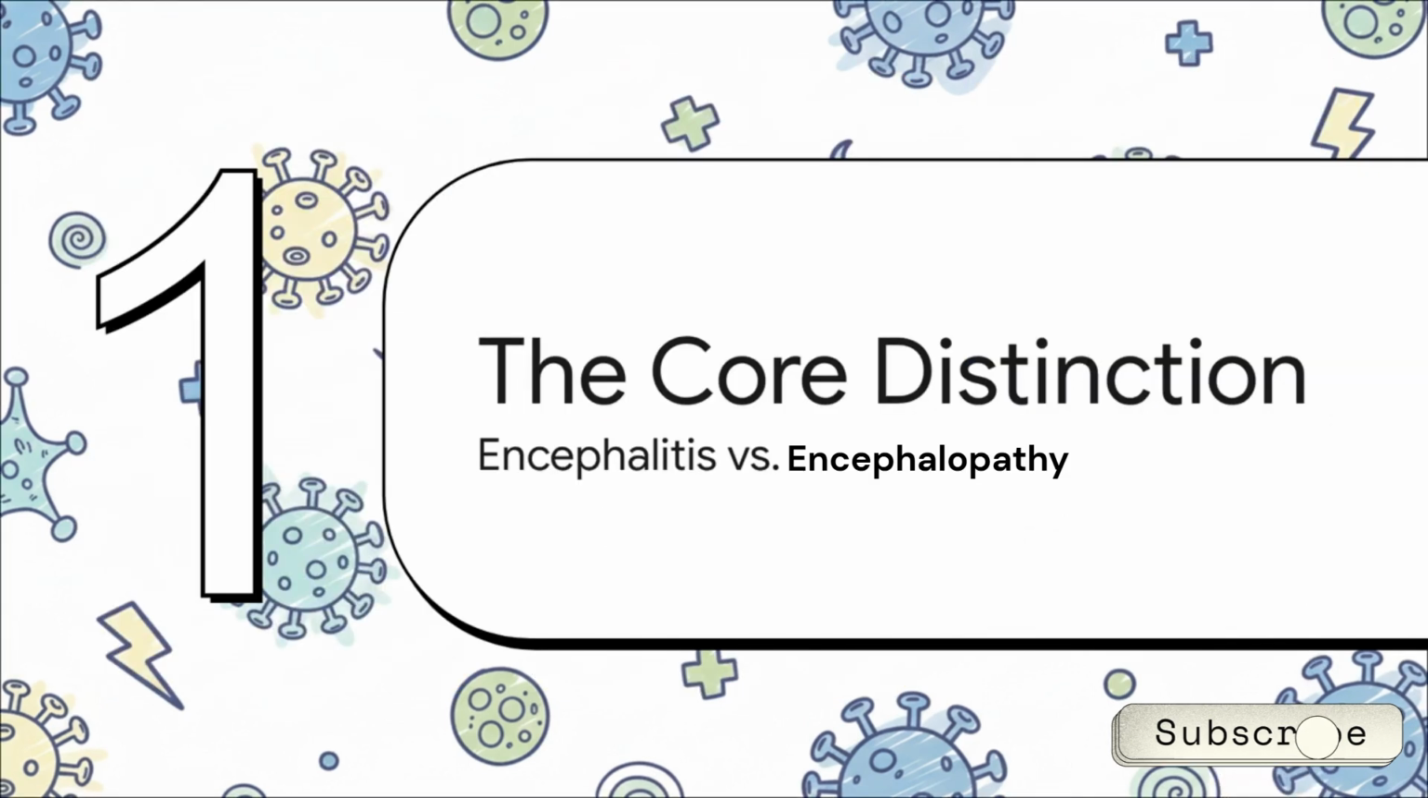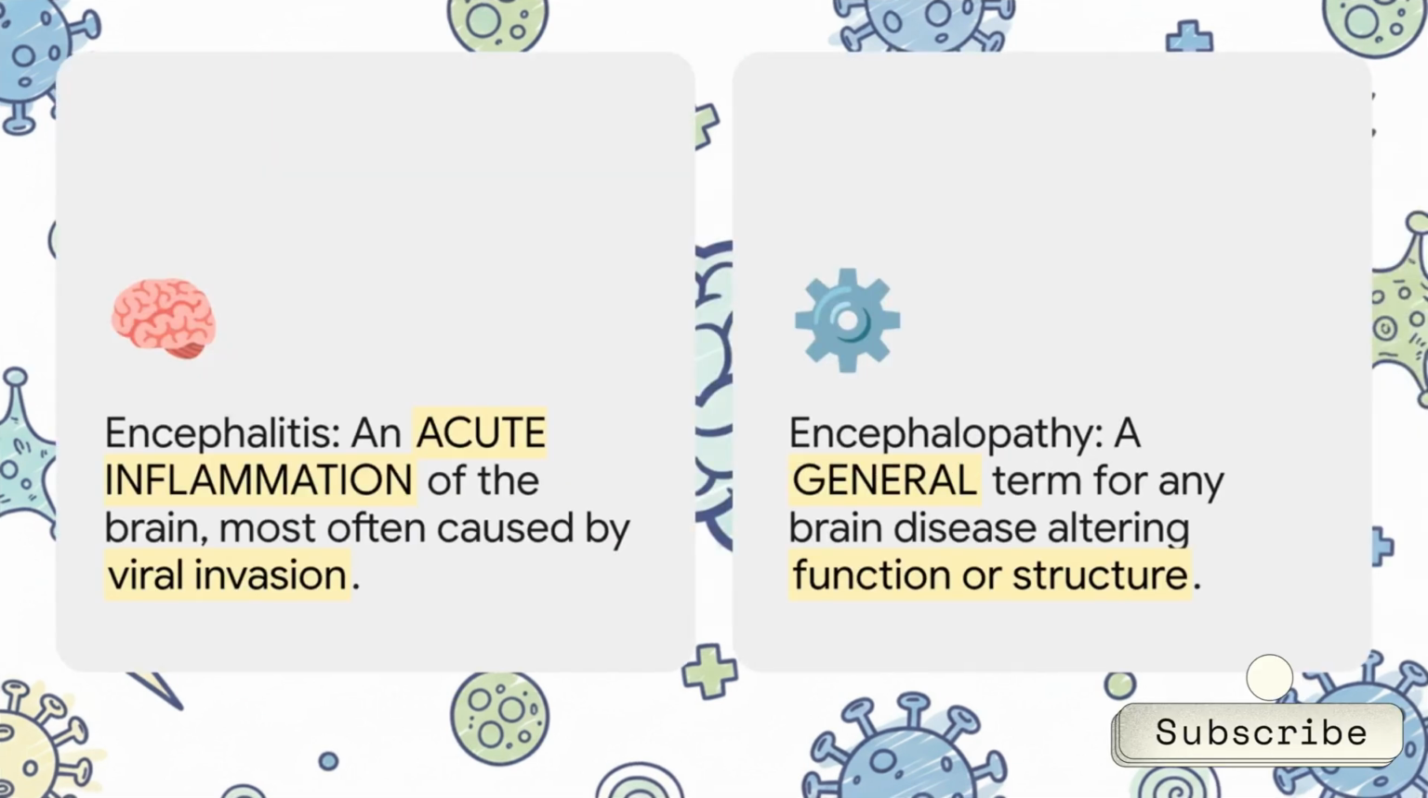First things first, let's tackle a really common point of confusion, one that examiners absolutely love to throw at you: encephalitis versus encephalopathy. Okay, so here's the main takeaway, and it's super simple. For encephalitis, I want you to think of the I. It stands for inflammation, usually from an infection. We're talking about the brain tissue, the parenchyma, actually being inflamed.